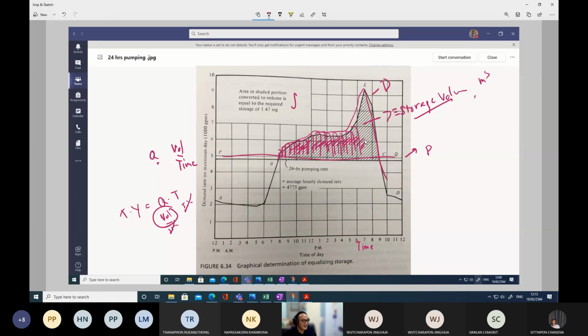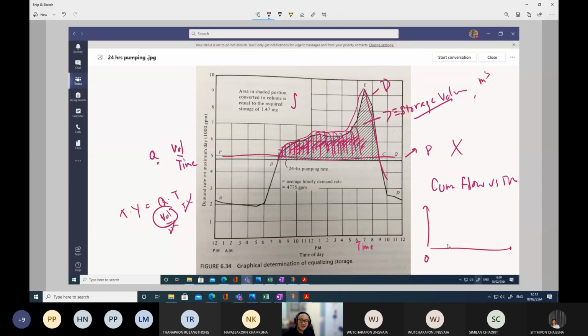We are not going to plot it like this. Instead of plotting the graphs like this to determine the storage volumes, we don't do it this way. We don't plot the information with respect to time, but we rather plot the cumulative flow with respect to time instead.